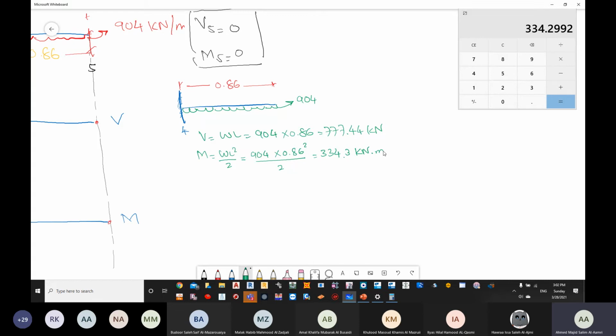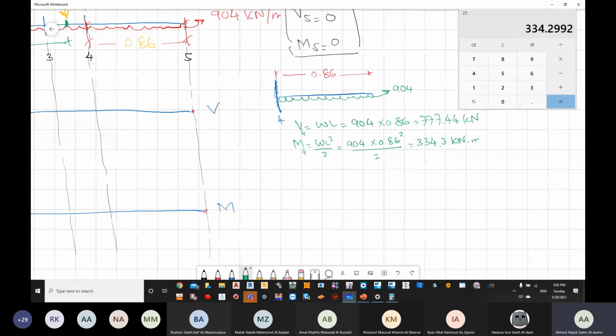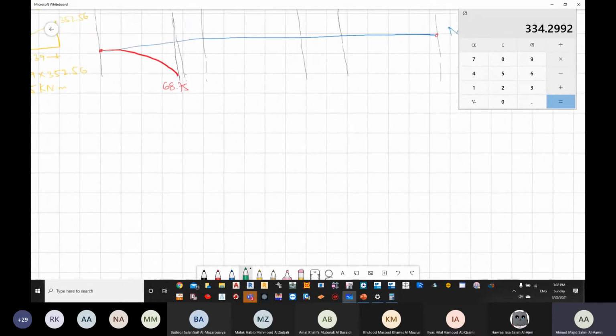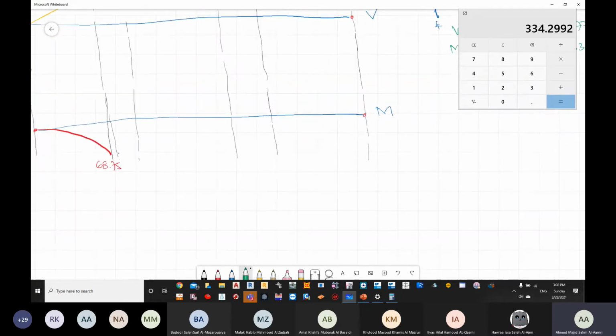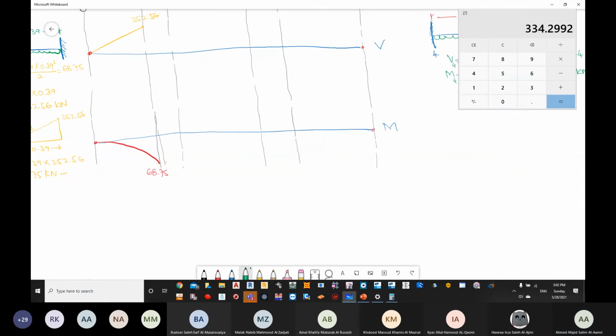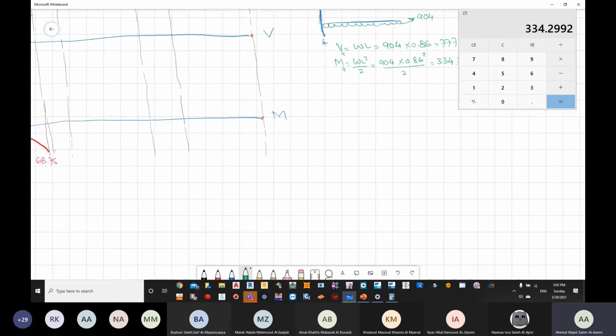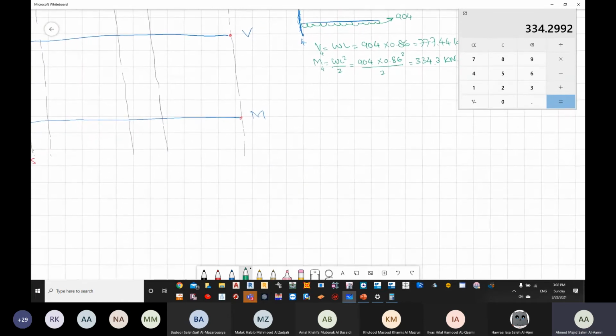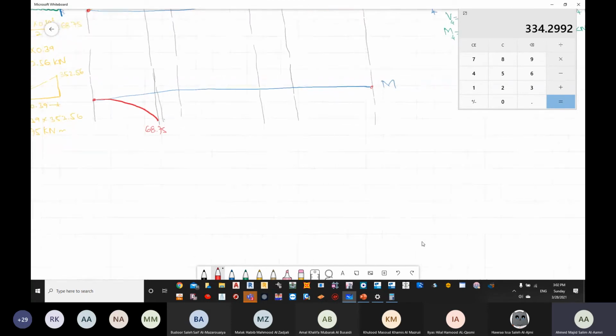Are we okay till now? So once again, if your drawing is clear, your dimensions are clear for you, and you understood the concept, you shouldn't have any issue. Now we have 777.44 and then we have 334.3. So I'm going to plot first the moment. So this is going to be 300 somewhere here. This is not to the scale once again.